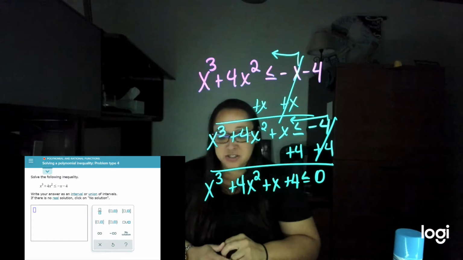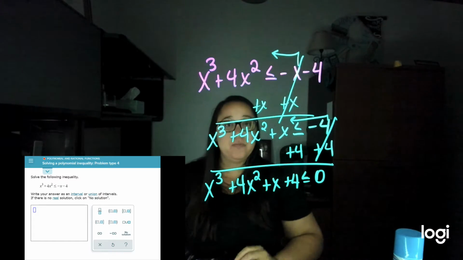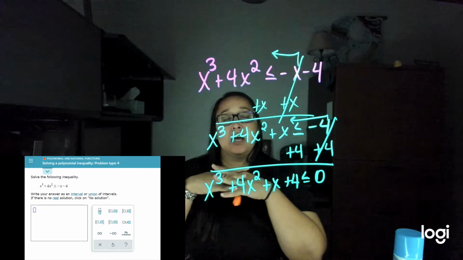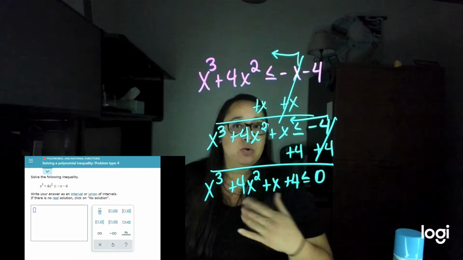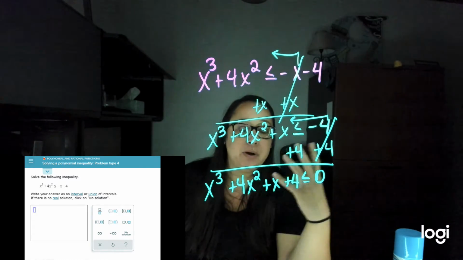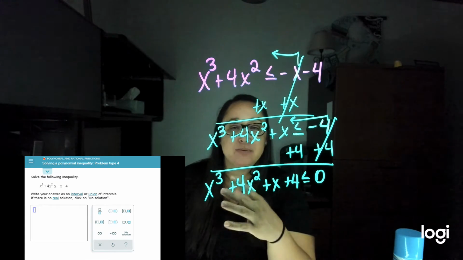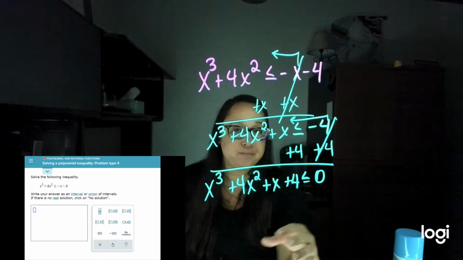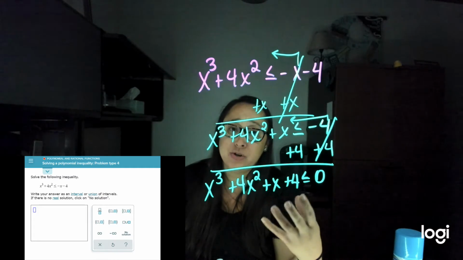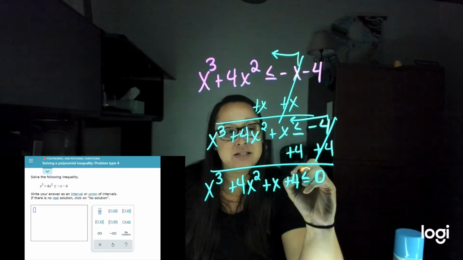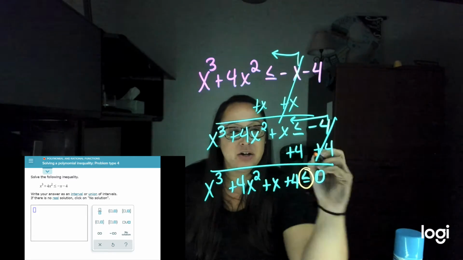Now, once I get to this point, I want to factor this. If this was a quadratic equation or just a regular polynomial equation, what I would do at this point is factor, right? I would factor, and then I would set each one of those terms equal to 0. Honestly, we're going to do that same process here. But my problem here is that this is not equal to 0. This is less than or equal to 0.